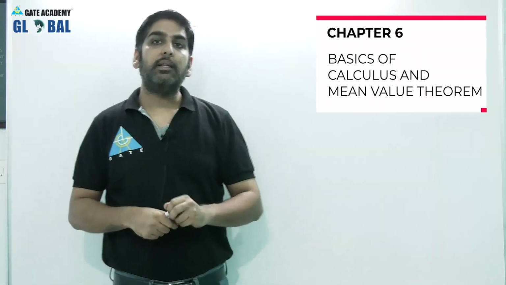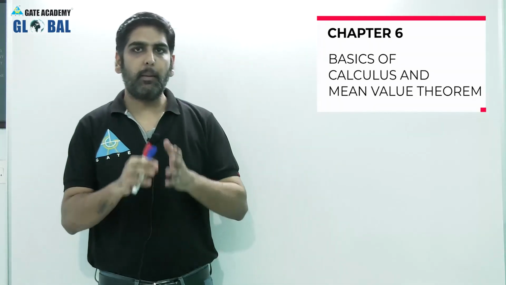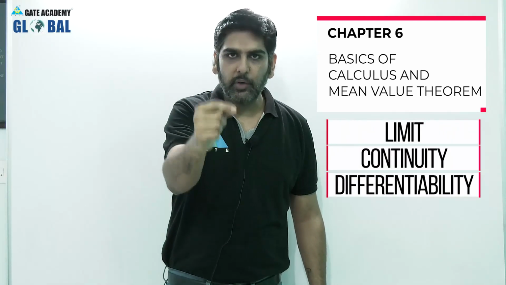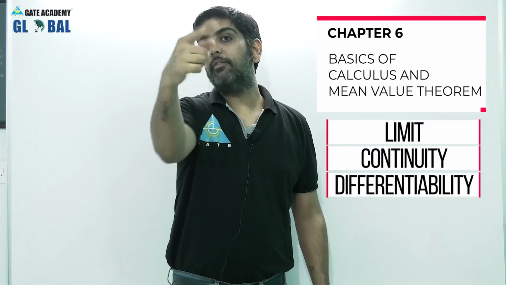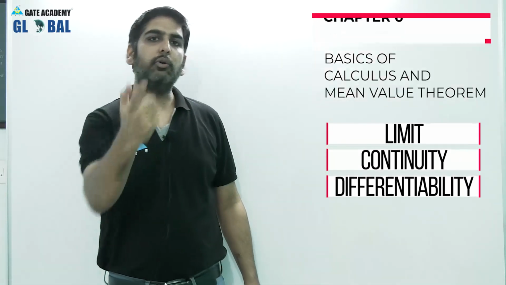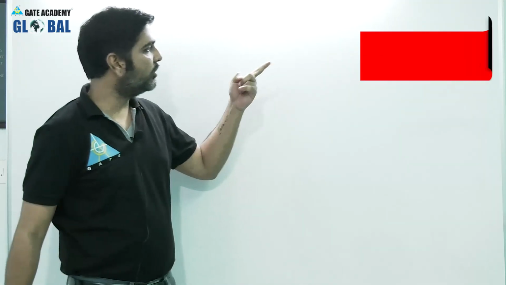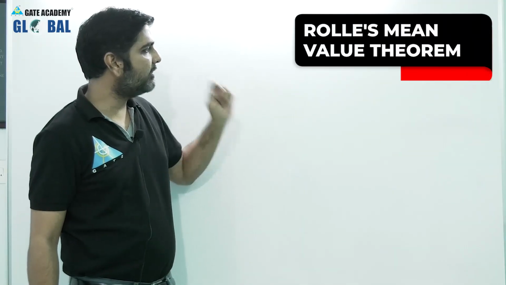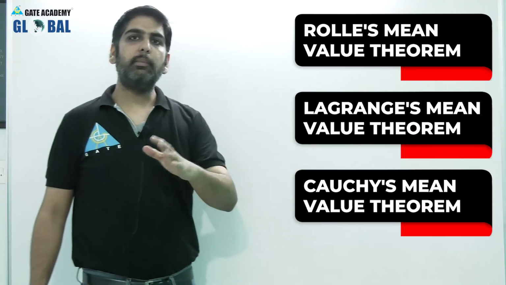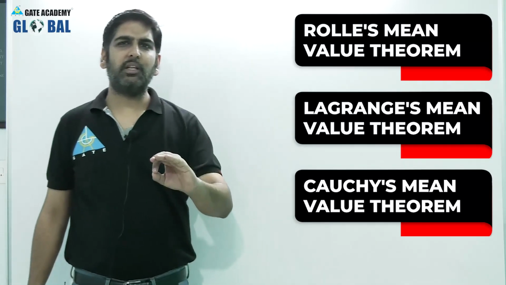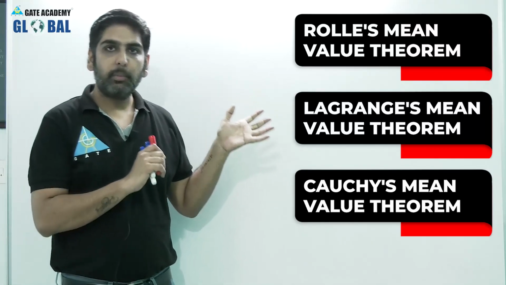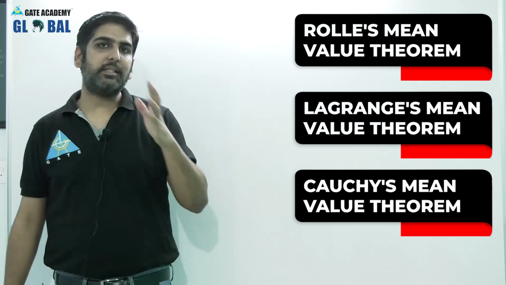This is nothing but the basics of calculus and the mean value theorem. In the basics of calculus, my dear students, I'll be dealing with the limit part, the continuity, and the differentiability, right? And after limit, continuity and differentiability, we'll start the theorems. We have 3 theorems in the mean value theorem. The very first theorem you can see is Rolle's mean value theorem, Lagrange's mean value theorem, and the third is Cauchy's mean value theorem. So we'll be dealing with 3 mean value theorems, which are nothing but a simple statement, and we'll deal with them in geometric form and relate them to maxima and minima, dear students.